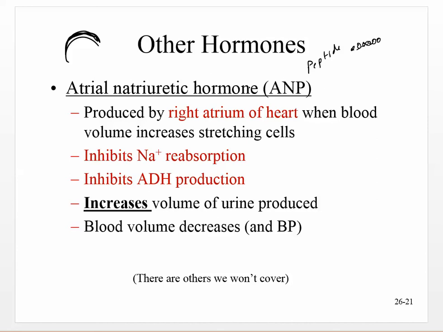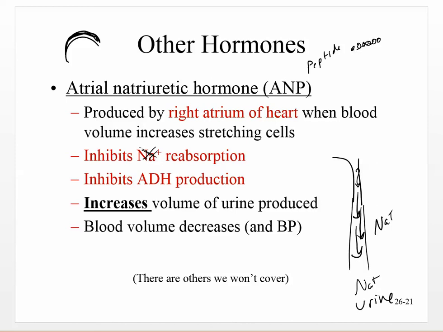But the atrial natriuretic hormone, or atrial natriuretic peptide, is produced by the right atrium of the heart when the blood volume increases and stretches the cell. So it goes down and it says, okay, aldosterone has been telling you to reabsorb more sodium. ANP says stop reabsorbing all of this sodium. Let the sodium leave. We've got too much blood. I'm stretching. So this sodium is no longer reabsorbed. It reduces the reabsorption, and that sodium then leaves in the urine.